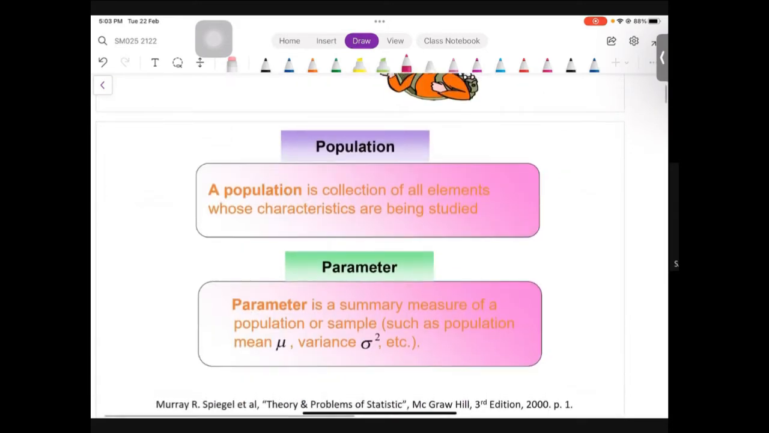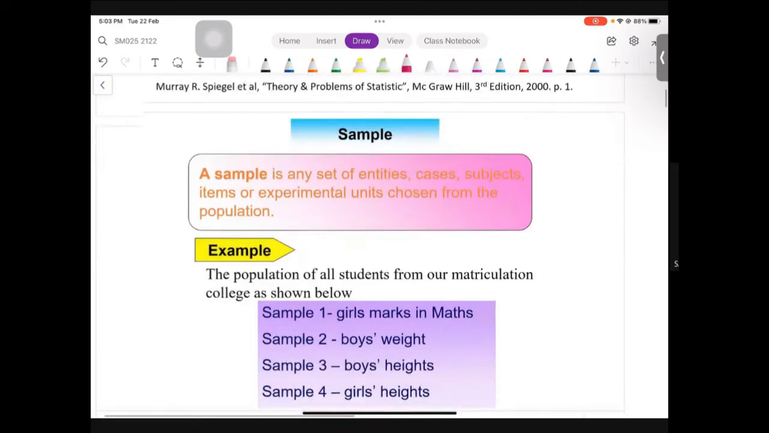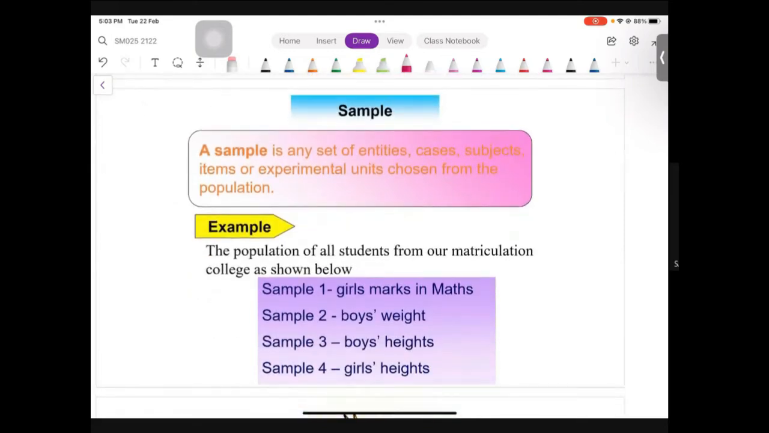Okay, so these are a few terms that you must understand the definition of. The first one is population. A population is basically a collection of all elements whose characteristics are being studied. Next one, parameter. A parameter is a summary measure of a population or sample, such as population mean and variance. Moving on, next one, sample. A sample is any set of entities, cases, subjects, items, or experimental units chosen from the population.